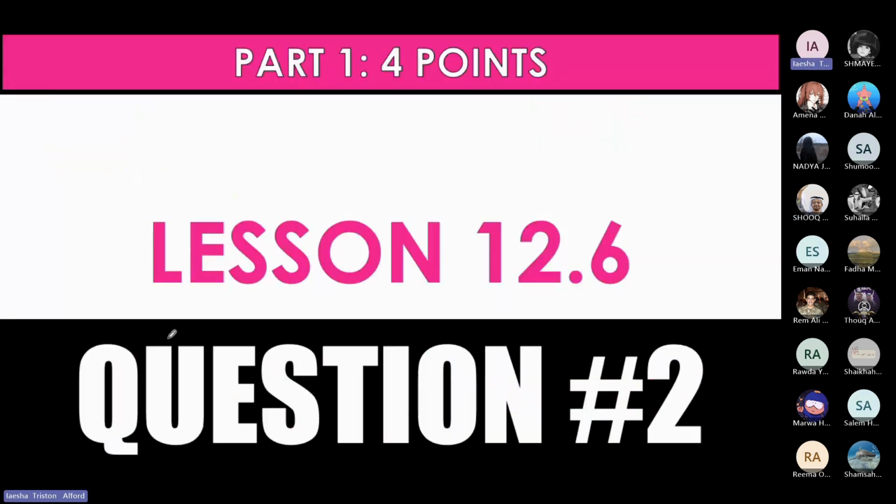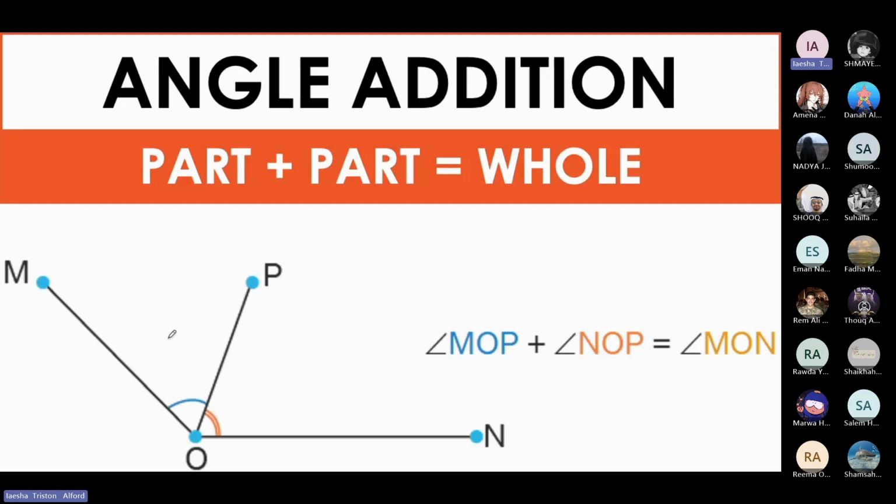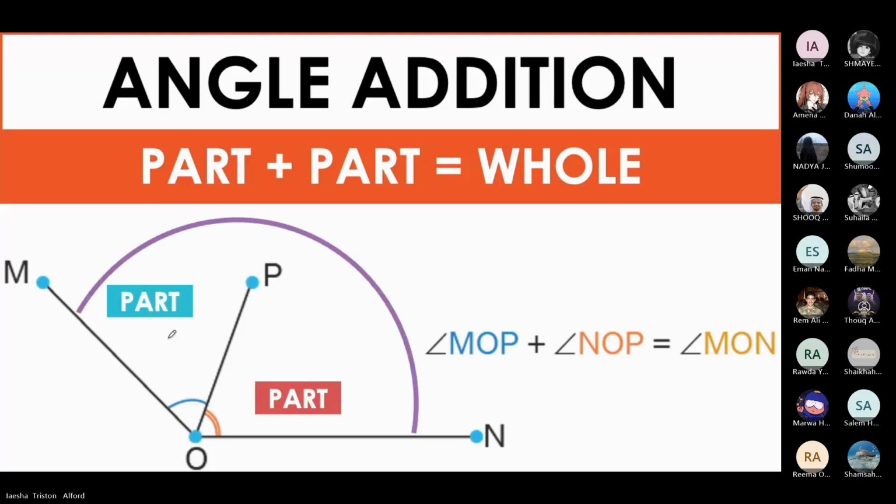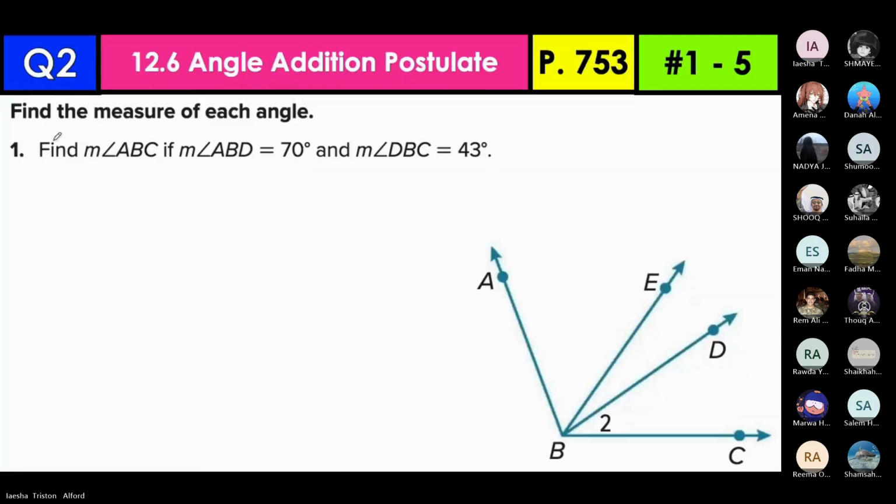All right, question number 2 is also from 12.6. Question number 2 is about angle addition. It's part plus part equal whole. So we did this question also in term 2, right? So you just have to mark the picture and see what they give you. The question here says, find the measure of angle ABC if the measure of angle ABD is 70 degrees.